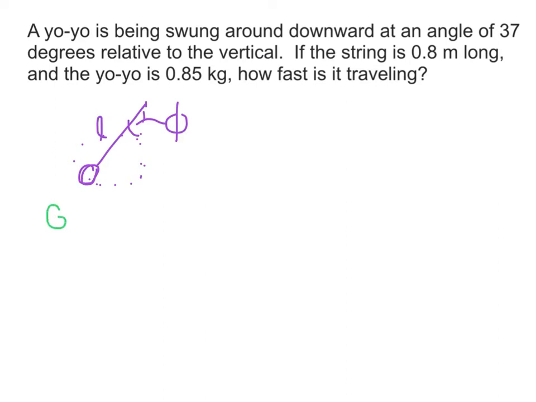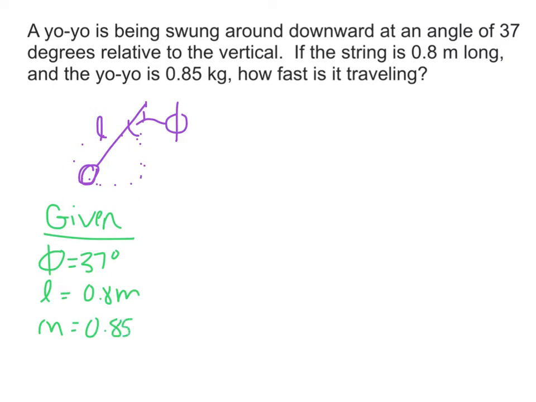So let's just list what we were given. And there are the three things I just mentioned. So the angle relative to the vertical, phi, is 37 degrees. The length of the string, L, is 0.8 meters, and the mass of the yo-yo, M, is 0.85 kilograms.